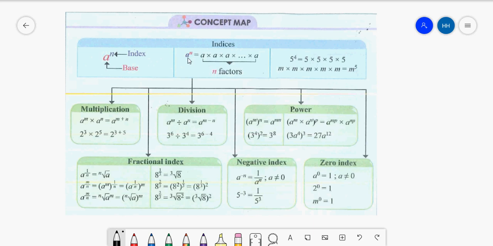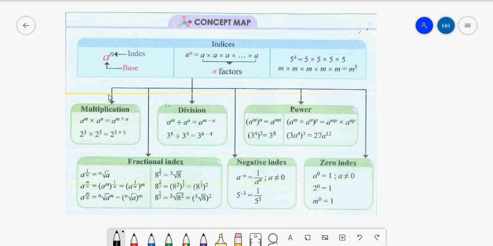a to the power of n is equal to a times a times a, n times. For example, 5 to the power of 4 is equal to 5 times 5 times 5 times 5, 4 times. And the multiplication of m times m times m times m times m is equal to m to the power of 5. 1, 2, 3, 4, 5 times, so m to the power of 5.